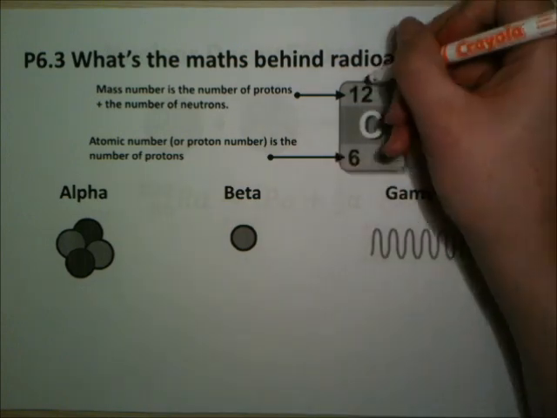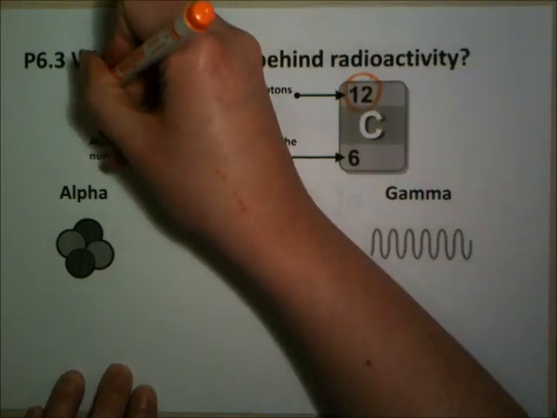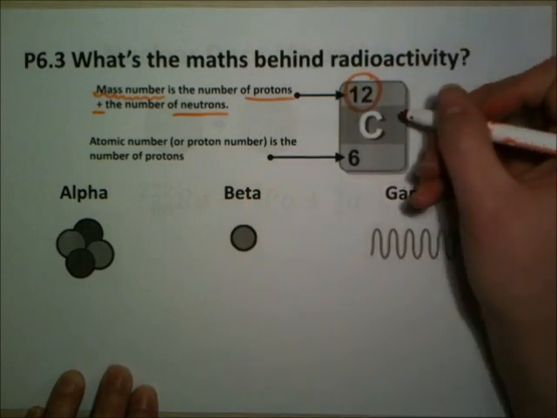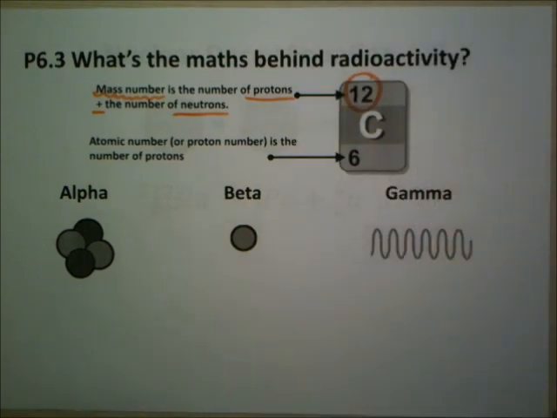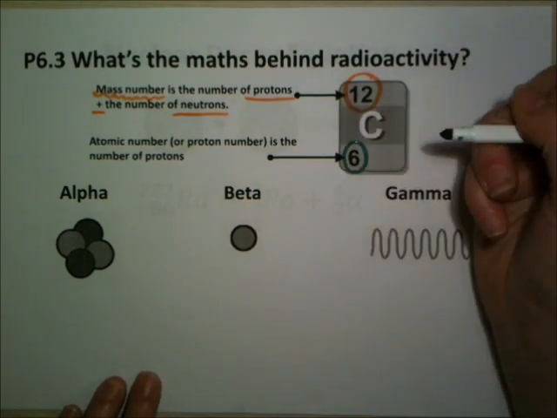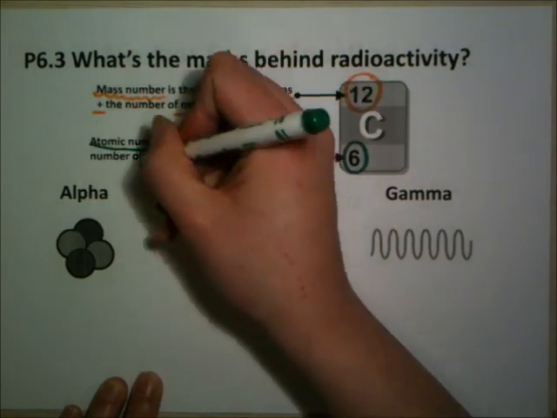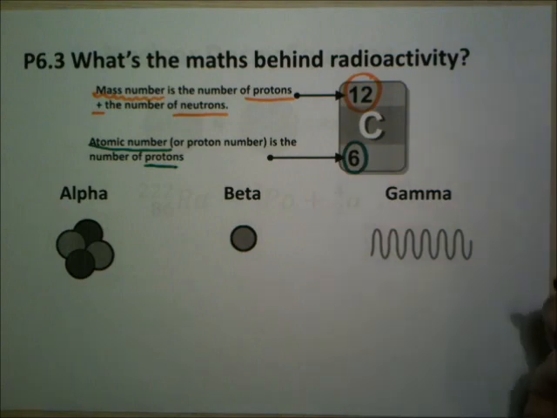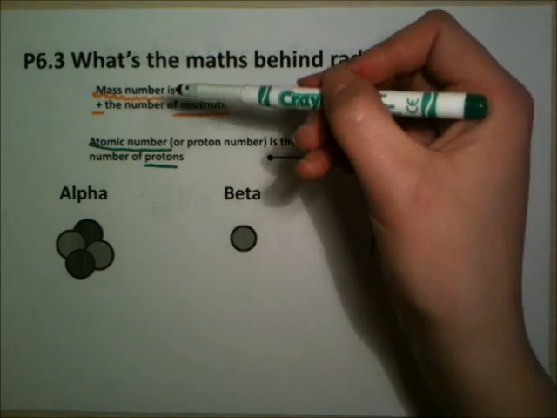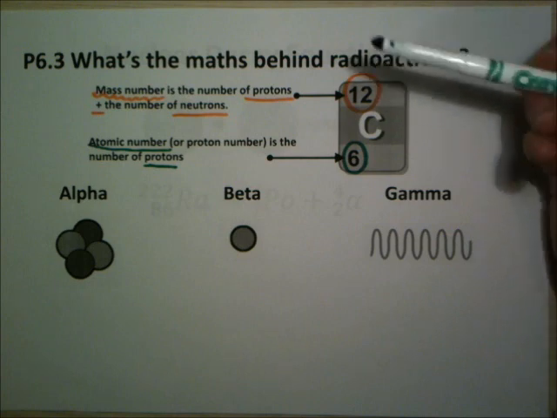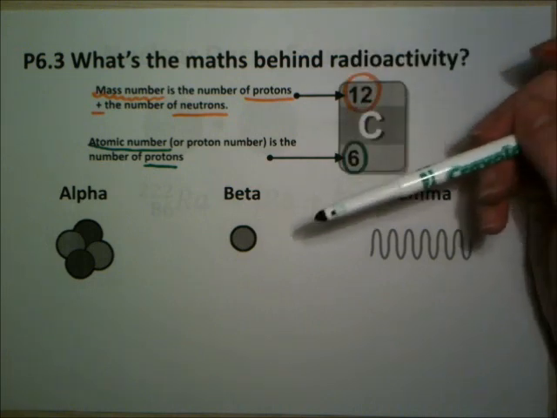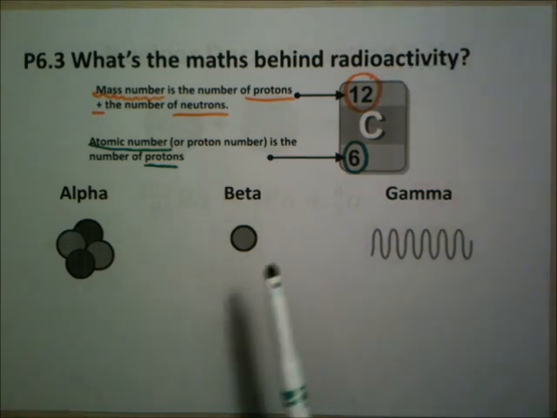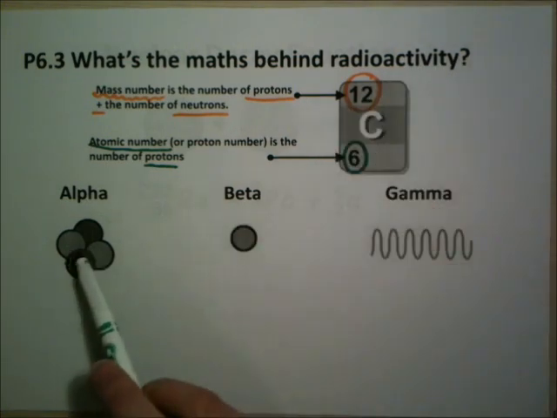Now remember, the number at the top of an element is the mass number, and that's the number of protons plus the number of neutrons in the nucleus. Underneath, we have the atomic number. So here it's 6, and that's the number of protons. It's also known as the proton number sometimes. We get the number of neutrons by simply subtracting the atomic number from the mass number. So here carbon has got 12 protons and neutrons, 6 of them are protons, so we know that 6 must be neutrons as well.